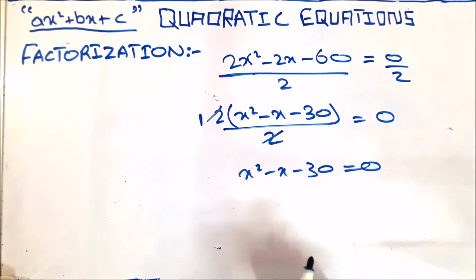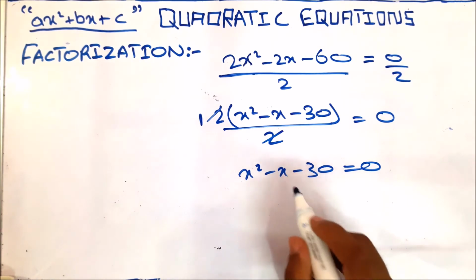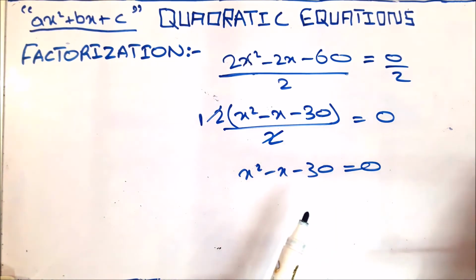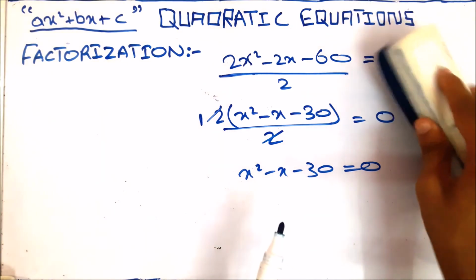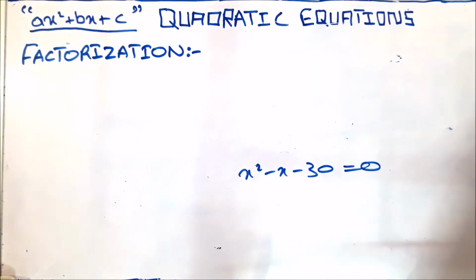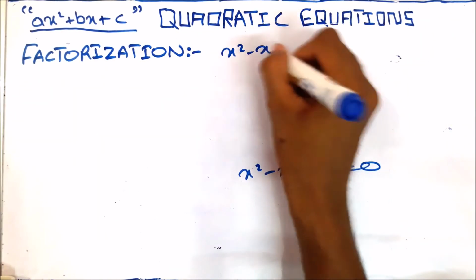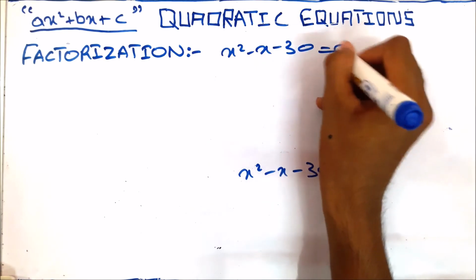Okay, so we have to bring it in this form to be able to solve it. Okay, so let's solve this. x squared minus x minus 30 equal to 0.